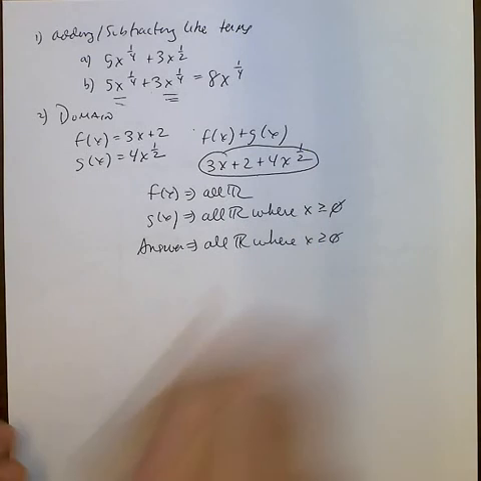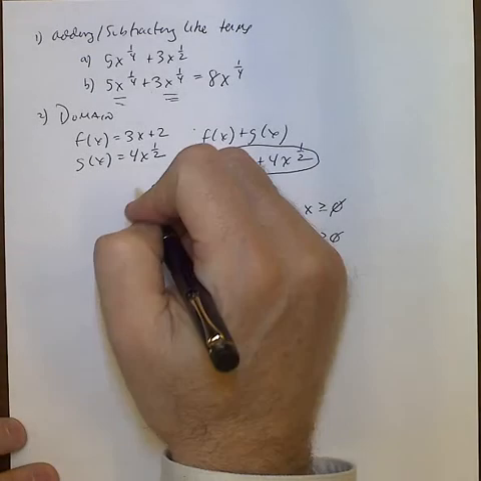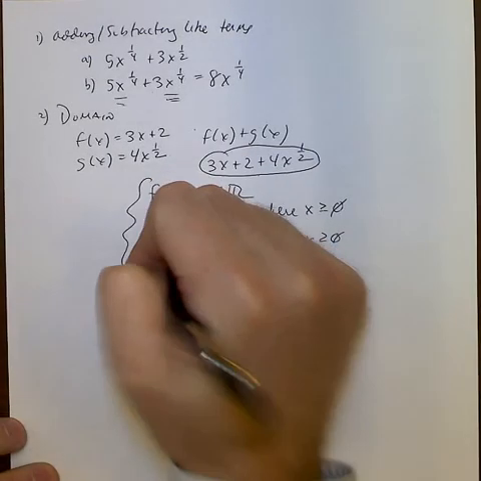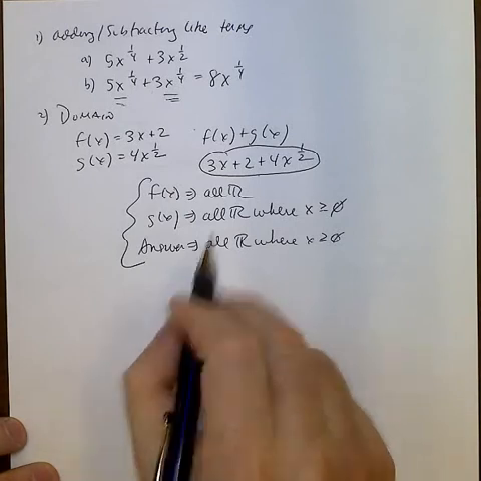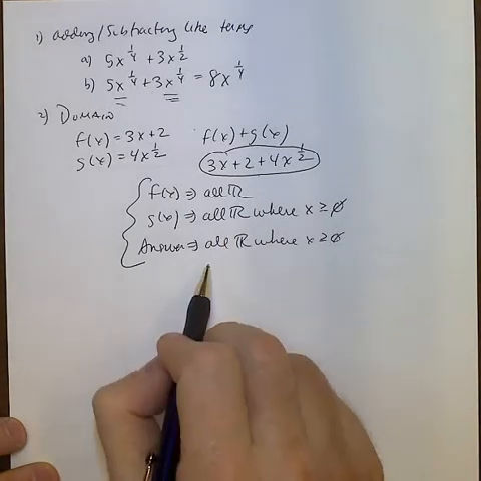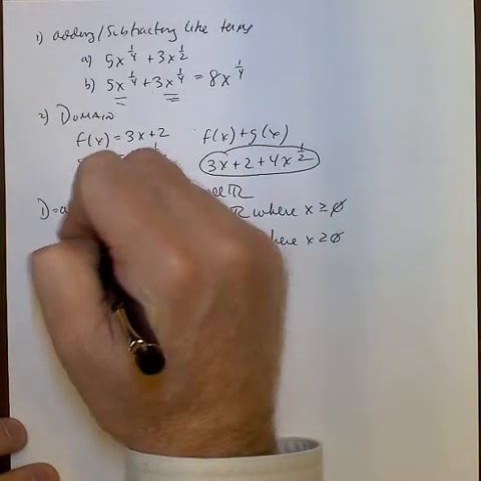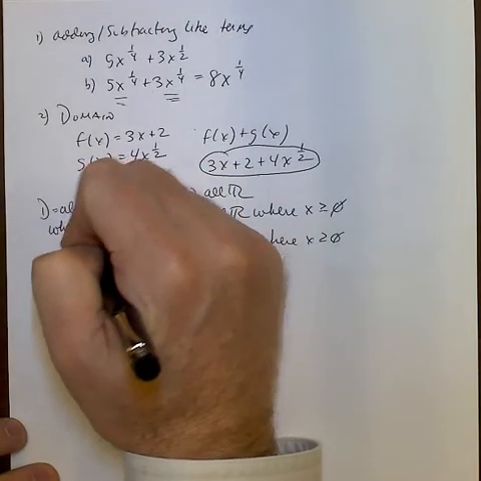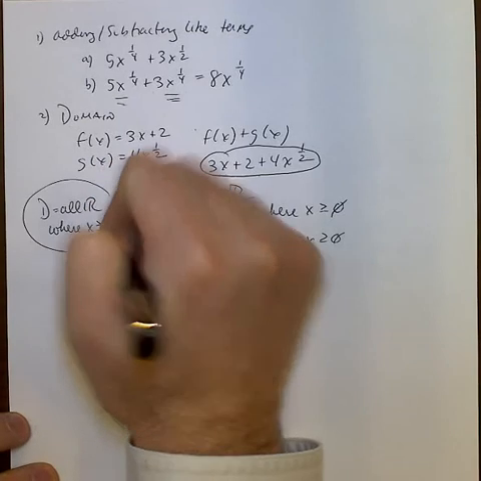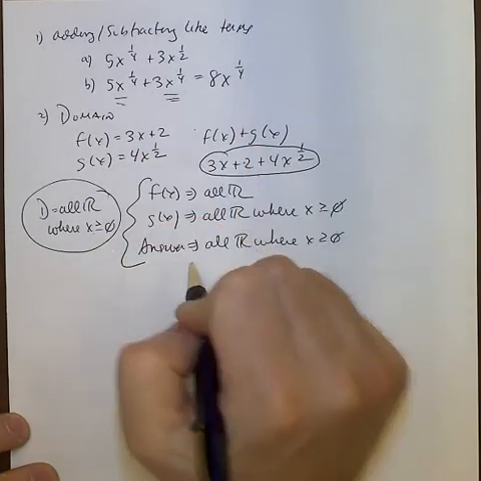Now, for my final answer of domain, I take the intersection of all three of these. And so I have all reals where x is greater than or equal to 0, and all reals where x is greater than or equal to 0. So the domain of my final answer is all reals where x is greater than or equal to 0. So this would be part of your answer, and this would be part of your answer.